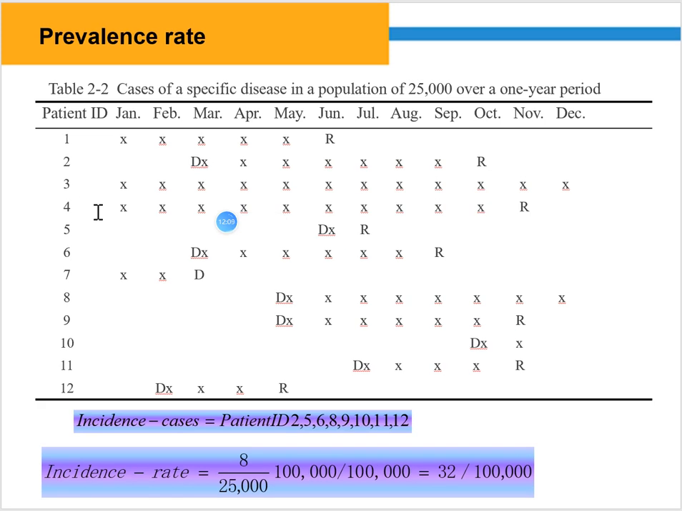In this example, there are 8 new cases over 1 year. Numbers 2, 5, 6, 8, 9, 10, 11, 12 are all new cases. So incidence rate equals 8 divided by 25,000, and the result is 32 per 10,000.